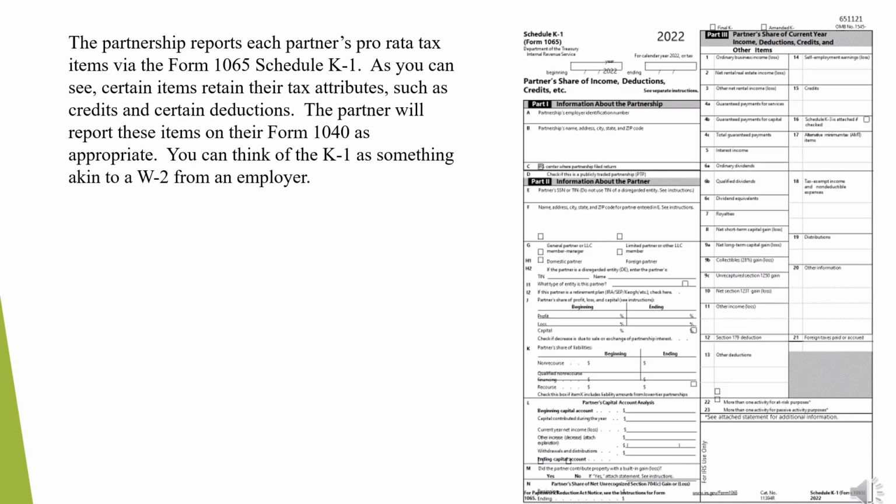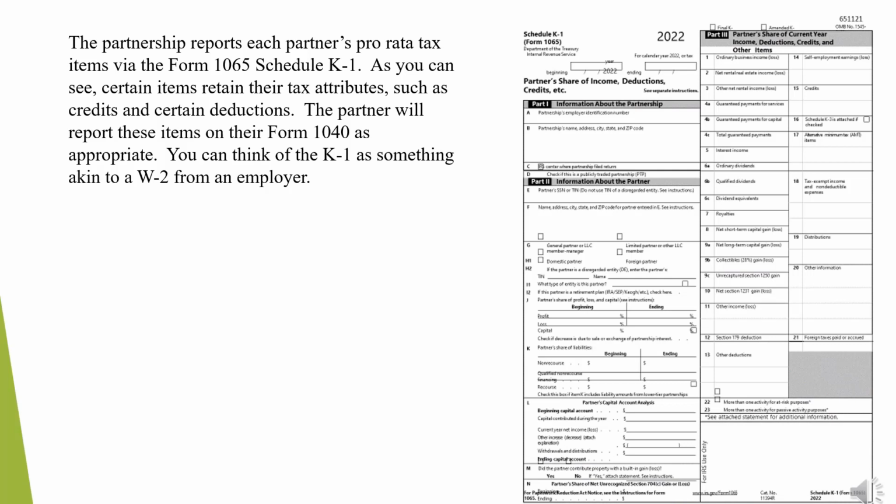Once the partnership calculates its income, it has to send a K-1, a Schedule K-1, to each of its partners. As you can see, certain items retain their tax attributes, such as credits and certain deductions. For example, if the partnership invests in machinery and claims an investment tax credit on that investment, then the tax credit flows through to the partners relative to their ownership of the partnership.